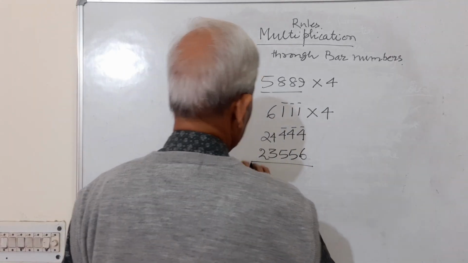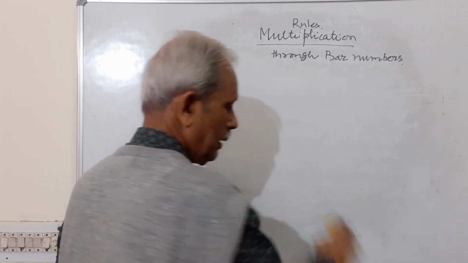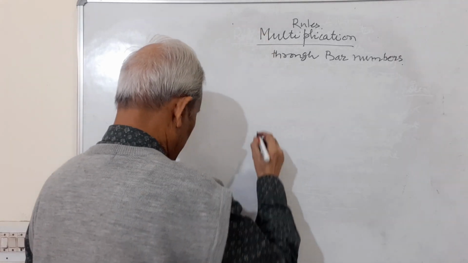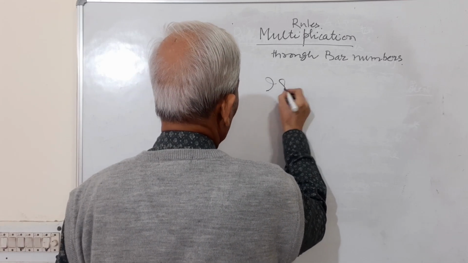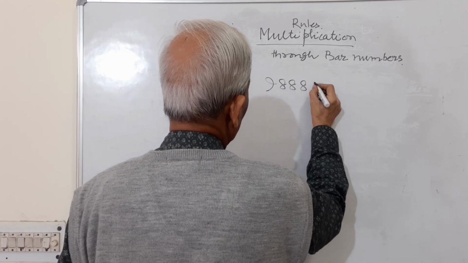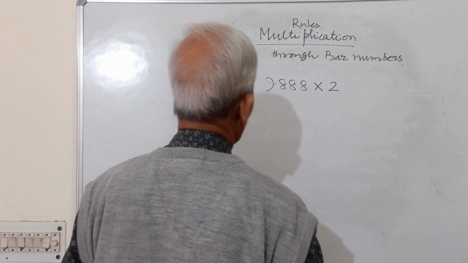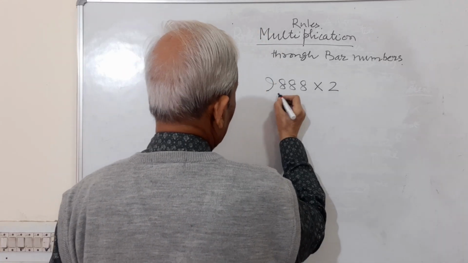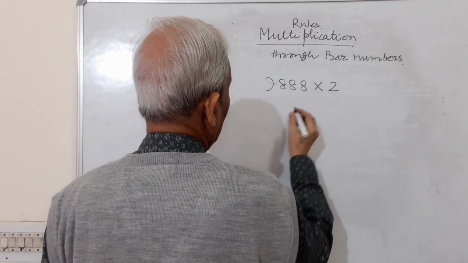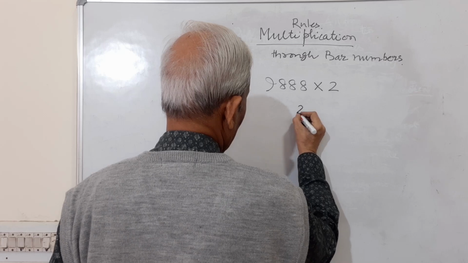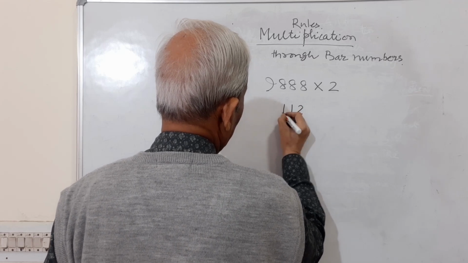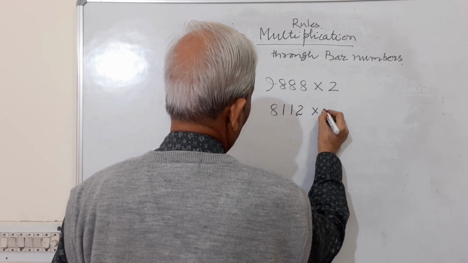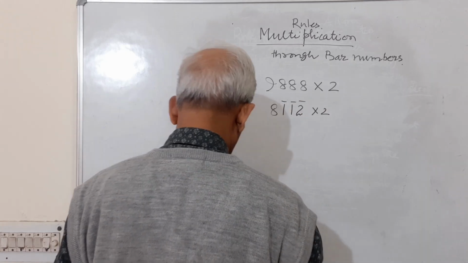Well, here is the last example for you. 9888 into 2. Well, only this will be vinculated. So make it 2, make it 1, make it 1, make it 8 into 2. Vinculated.